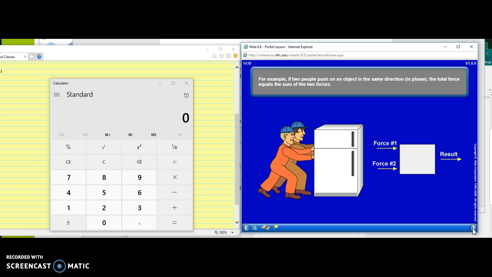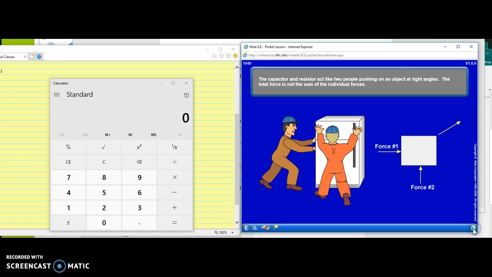So if we're pushing this big refrigerator and two guys get on one side of it, push it in exactly the same direction, we're going to get the combined effort of their two forces moving it in the opposite direction from them. However, if the resistor and capacitor oppose current in the same direction, they can be added, but they do not. So they're not like these two forces. They're different than what we're used to seeing. And this kind of gets back to something we've looked at before.